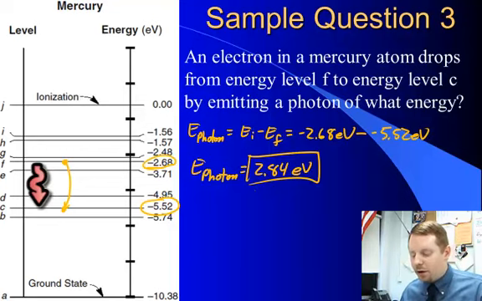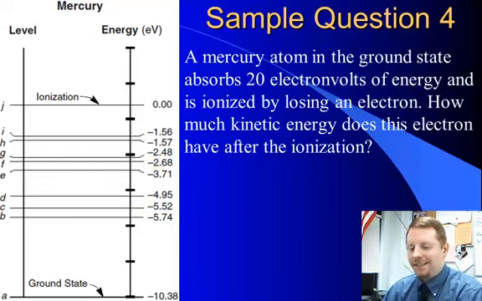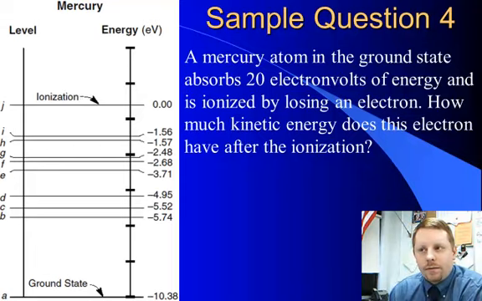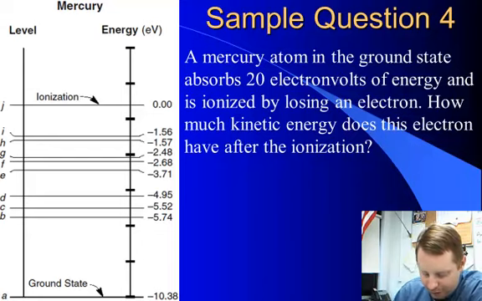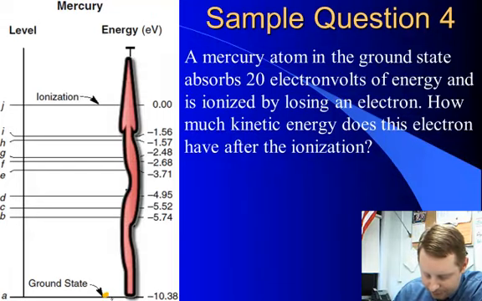All right, let's look at one more. A mercury atom in the ground state absorbs 20 electron volts of energy and is ionized by losing an electron. How much kinetic energy does this electron have after the ionization? So in this case, we have an electron absorbing energy and being emitted as a photoelectron. Well, in order to solve this, we have to realize that our electron is going to start here at the ground state. It's going to absorb 20 electron volts of energy.